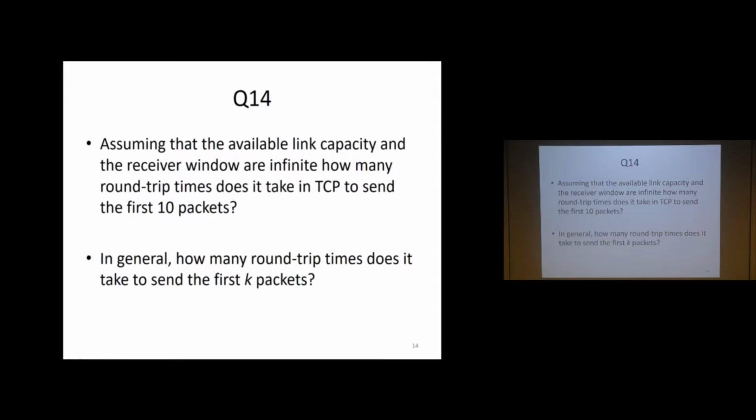All right, so assuming that the link capacity and receiver window are infinite, so I have an infinite capacity link, and the receiver has no buffer constraint, so flow control is not going to kick in. How many round trip times does it take in TCP to send the first 10 packets? And then in general, how many round trip times does it take to send the first K packets?